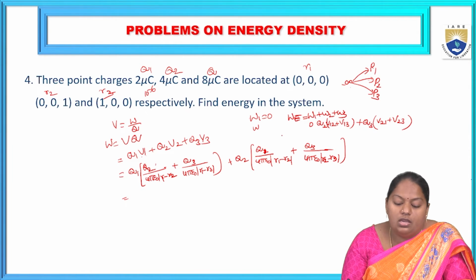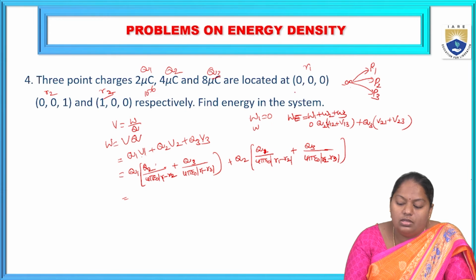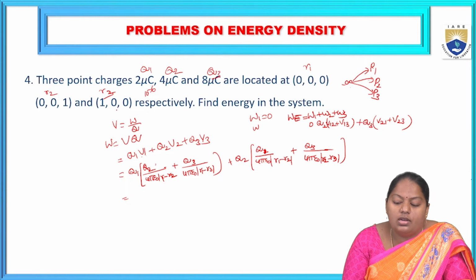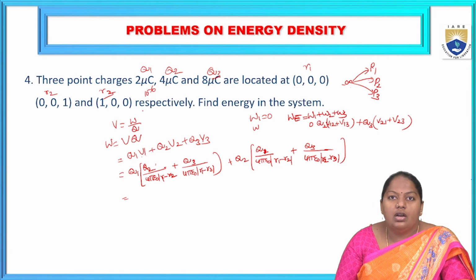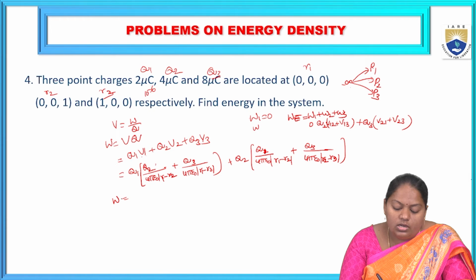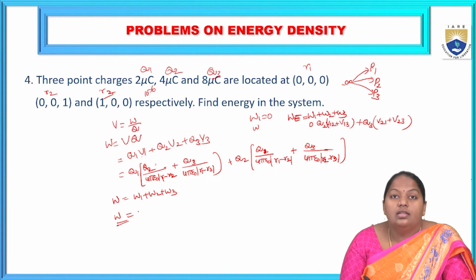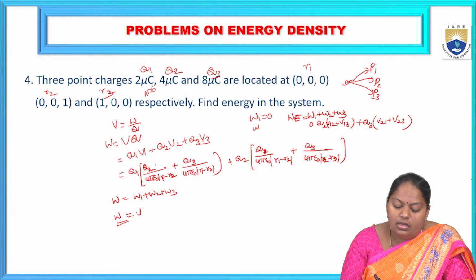also Q2, Q1, Q3 by Q1 value as 2 microcoulombs, Q2 as 4 microcoulombs and Q3 as 8 microcoulombs, along with the three position vectors R1, R2, R3 as 0, 0, 0; 0, 0, 1; and 1, 0, 0 respectively. Then the total energy which is present in the system by adding the 3 will be W1 plus W2 plus W3 by simplifying the total equation. Thus, finally, the work done or the energy which is assembled in that particular system is to be measured in terms of joules.